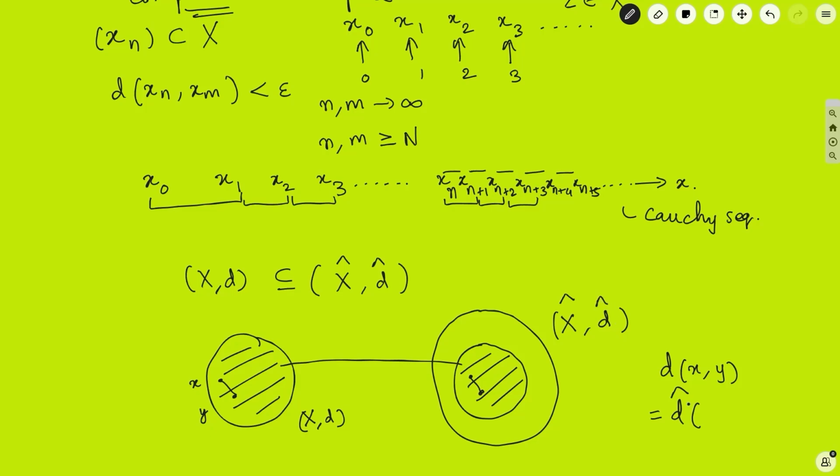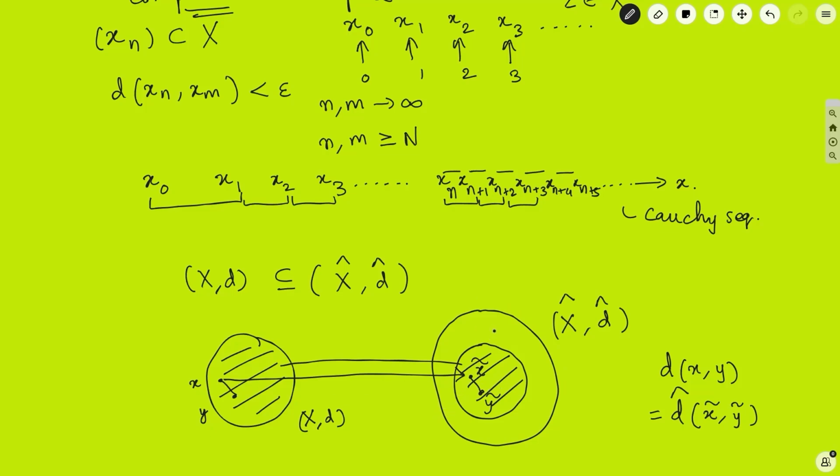So in this space, the metric is different. It's d hat, right? So there's a copy of x here. Let me denote it x tilde. For y, there's a copy here, y tilde. If you calculate the distance, it's the same, right? So it's as if you have an image of our metric space (X, d) inside the bigger space, and the distances are preserved. So it's the same distance here and here, okay?